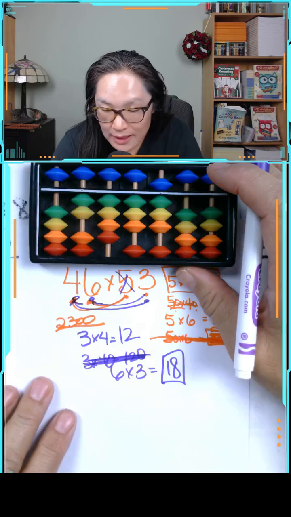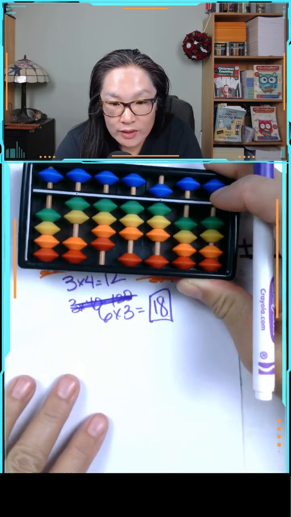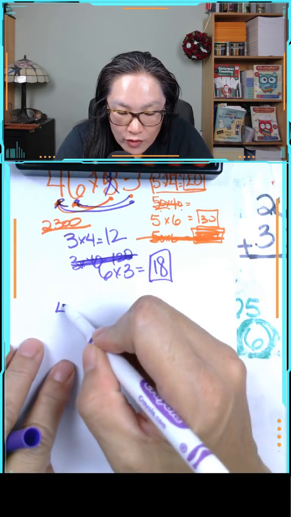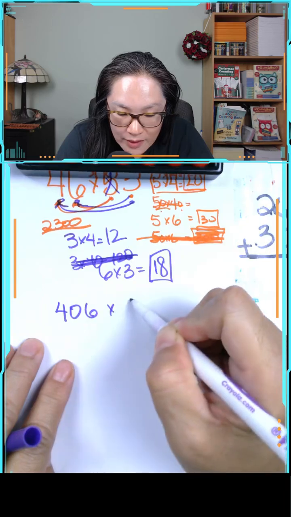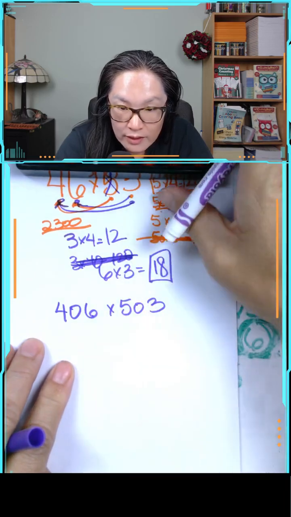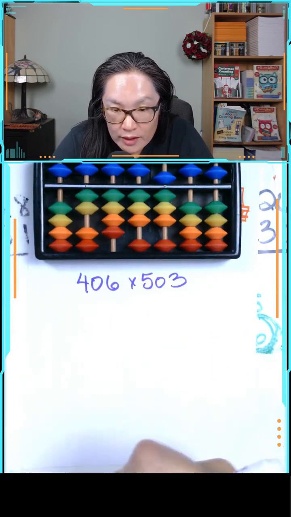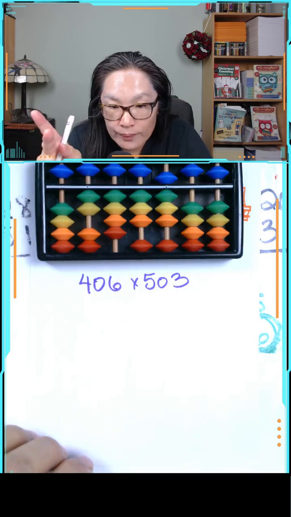Hello, board. Yes, thank you. 1040. We could do another one, right? Well, what happens if we did 406 times 503? I remember I have to remove when you multiply because it's a 2-digit number.